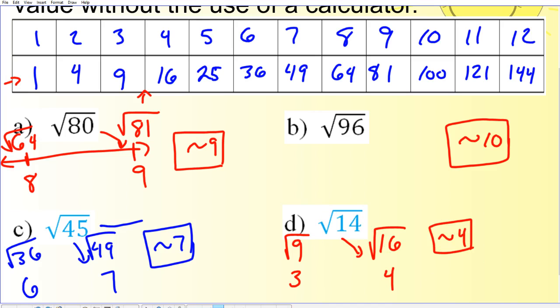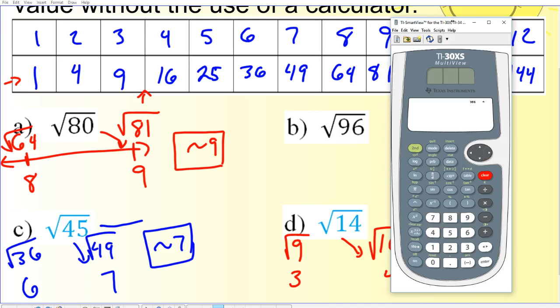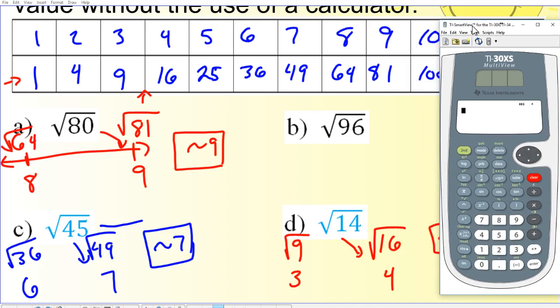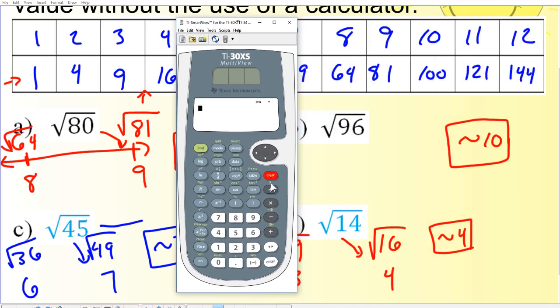Now, after you've done a problem, if you want to check your work, now's the time you may take a calculator out just to check. Square root of 14 is 3.741. Now, we would never be able to get all those decimals correct in our heads. That's why we're approximating. That's why I'm saying it's about 4.